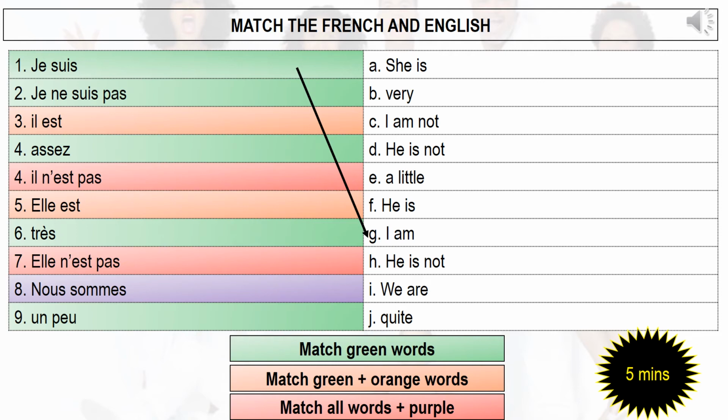You have 5 minutes to do that. You can choose your objective, either the green task, which is to match only the green words or the green sentences, the orange task, which would be to match the green and orange phrases, or the red task, which would be to match all words and attempt the purple one as well. You have 5 minutes from now.